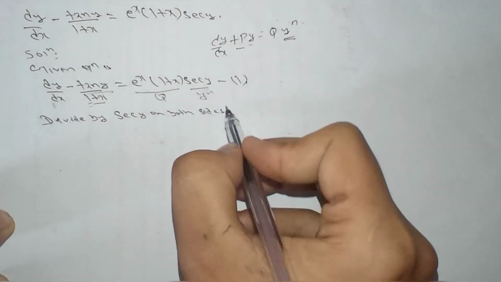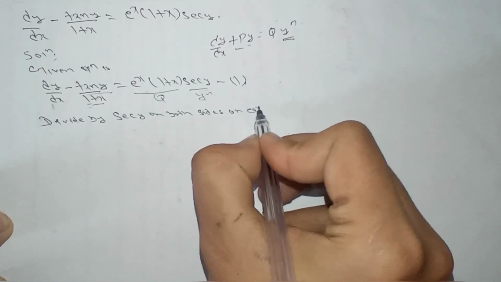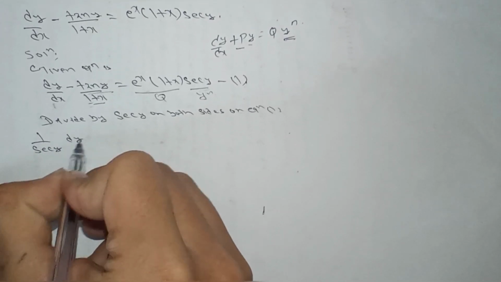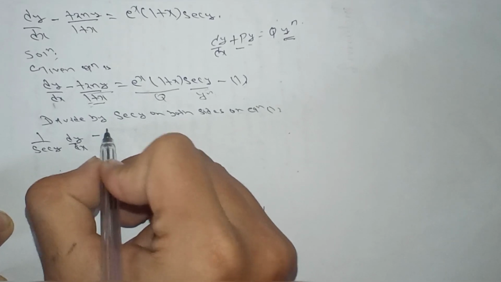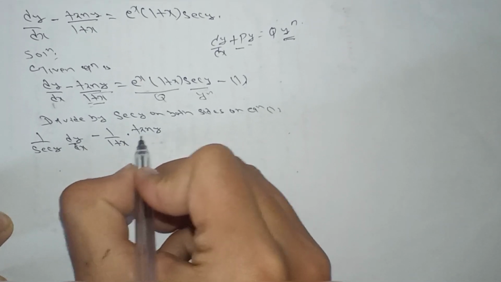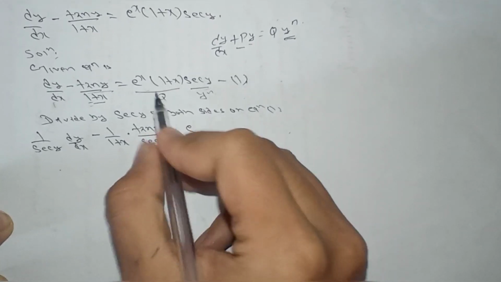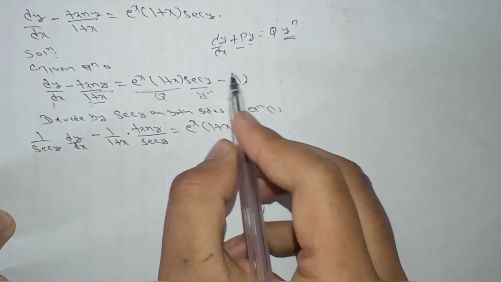So we have divided by sec y on both sides on equation 1. So it becomes 1 by sec y dy by dx minus 1 by 1 plus x tan y by sec y is equal to e power of x into 1 plus x, as sec y by sec y cancels out.